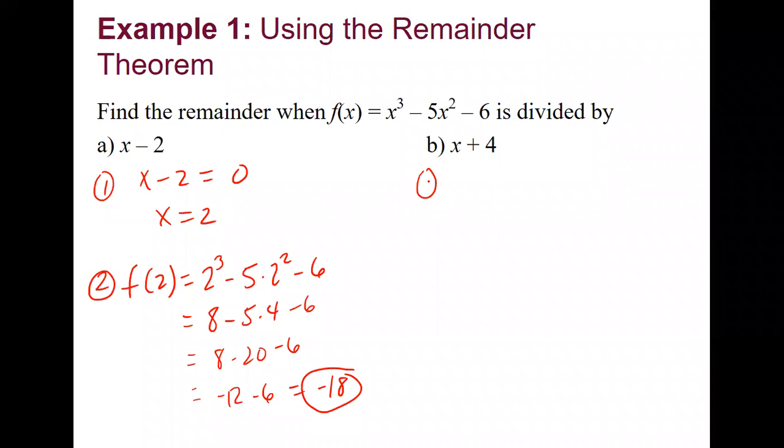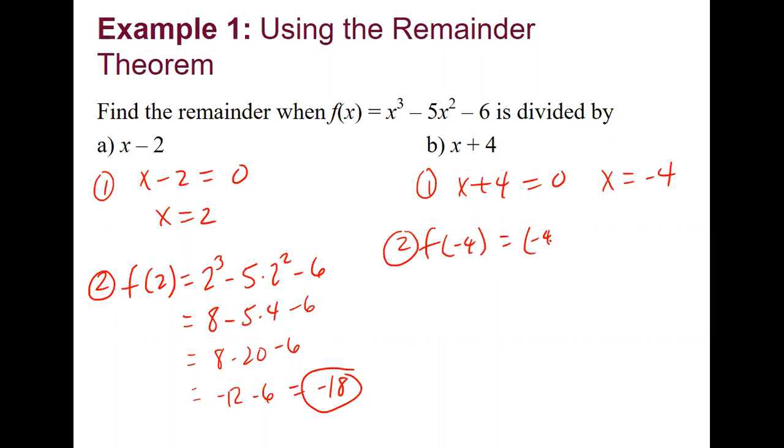So first step is to take the factor, set it equal to 0, and you should have gotten x equals negative 4, right? Second step is substitute in. So you have negative 4 to the third minus 5 times negative 4 squared minus 6. Still with me? So that gives us negative 54. Is that right? Did I do that math right?